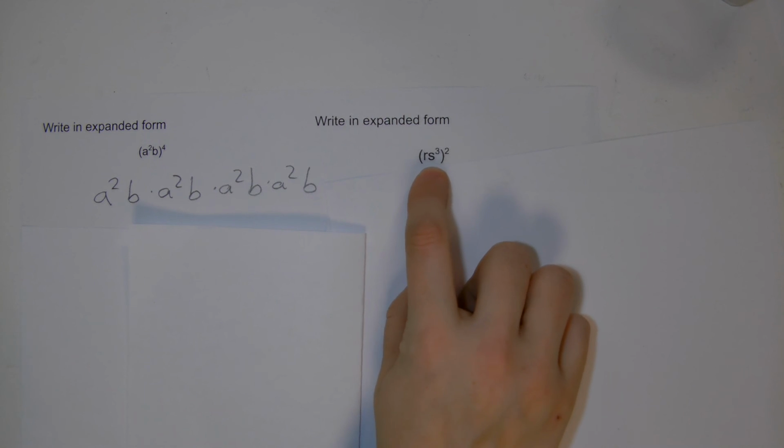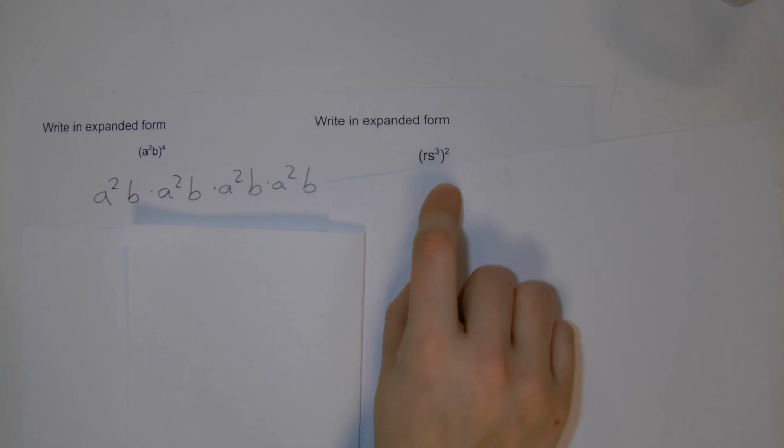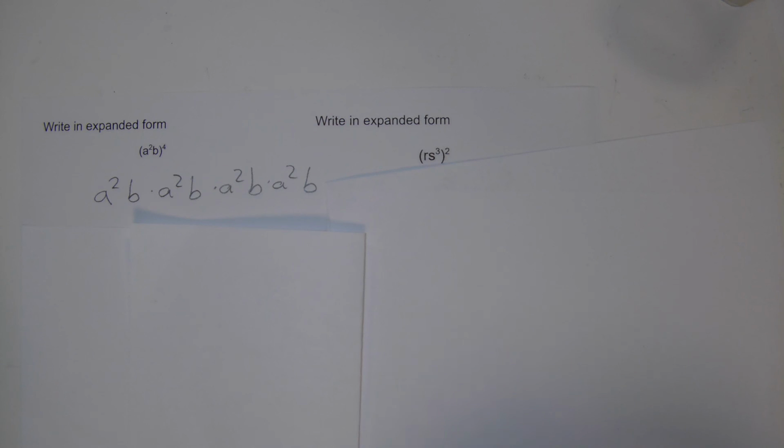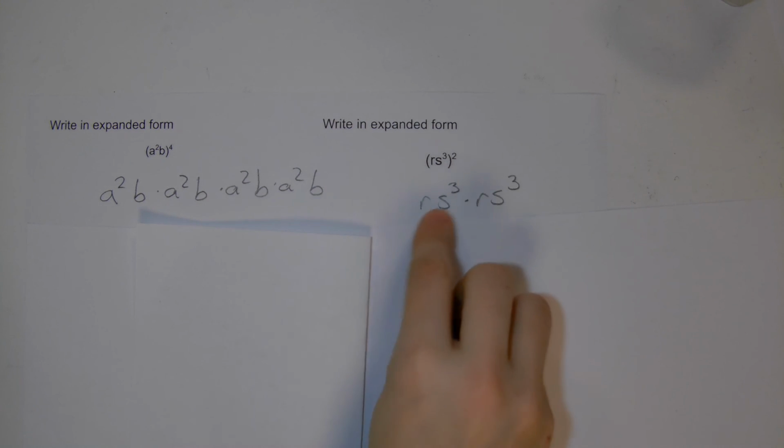We've got rs cubed inside parentheses being squared. Think about what's repeating. Try it out. All right, let's look at the answer. So we should have rs cubed times rs cubed.